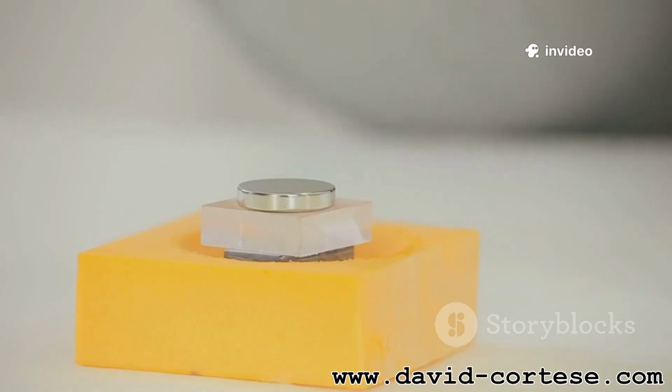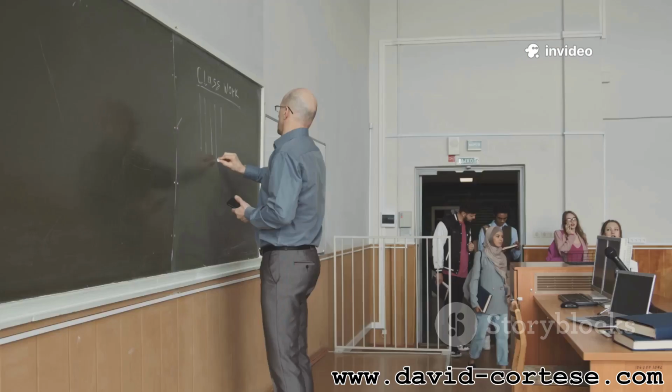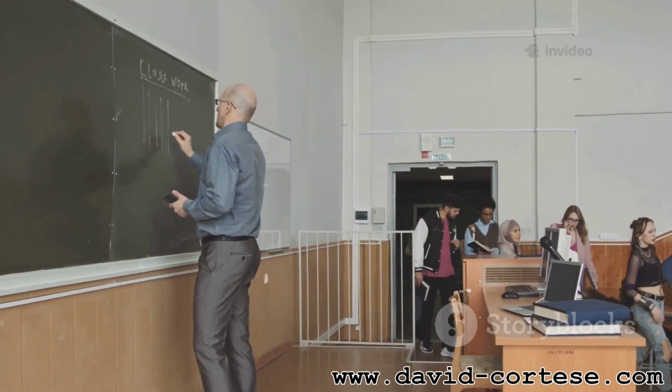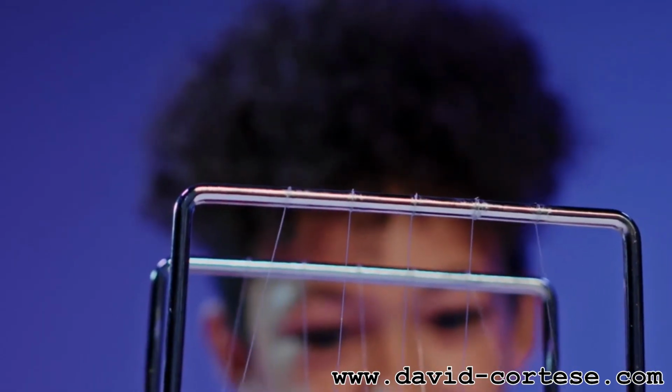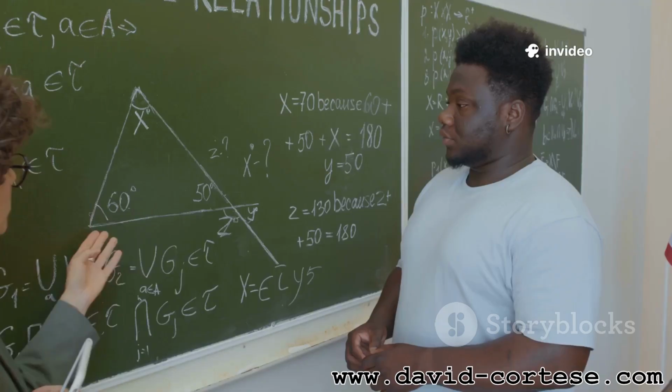That's why you feel pushed to the side in a turning car. Your body wants to keep going straight. Objects don't naturally move in circles. They need a force to keep them curving. So, what's that force? Let's find out.